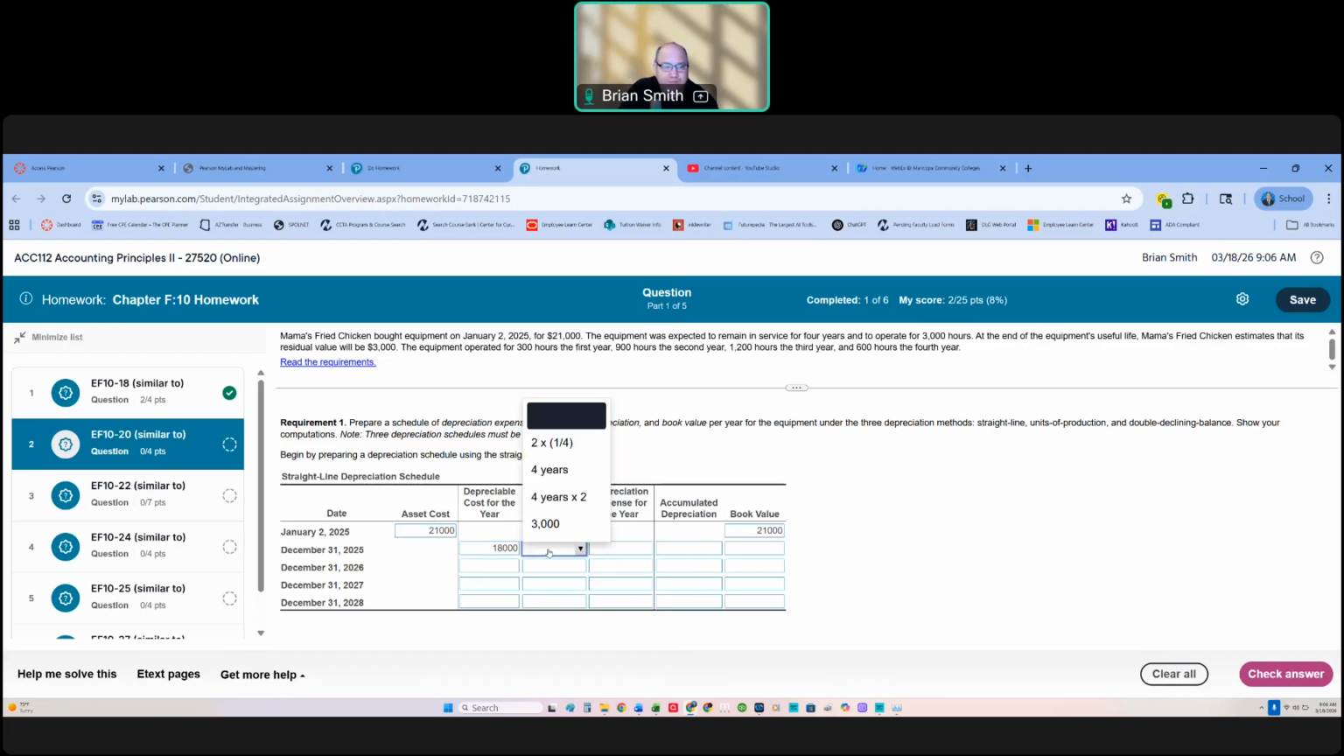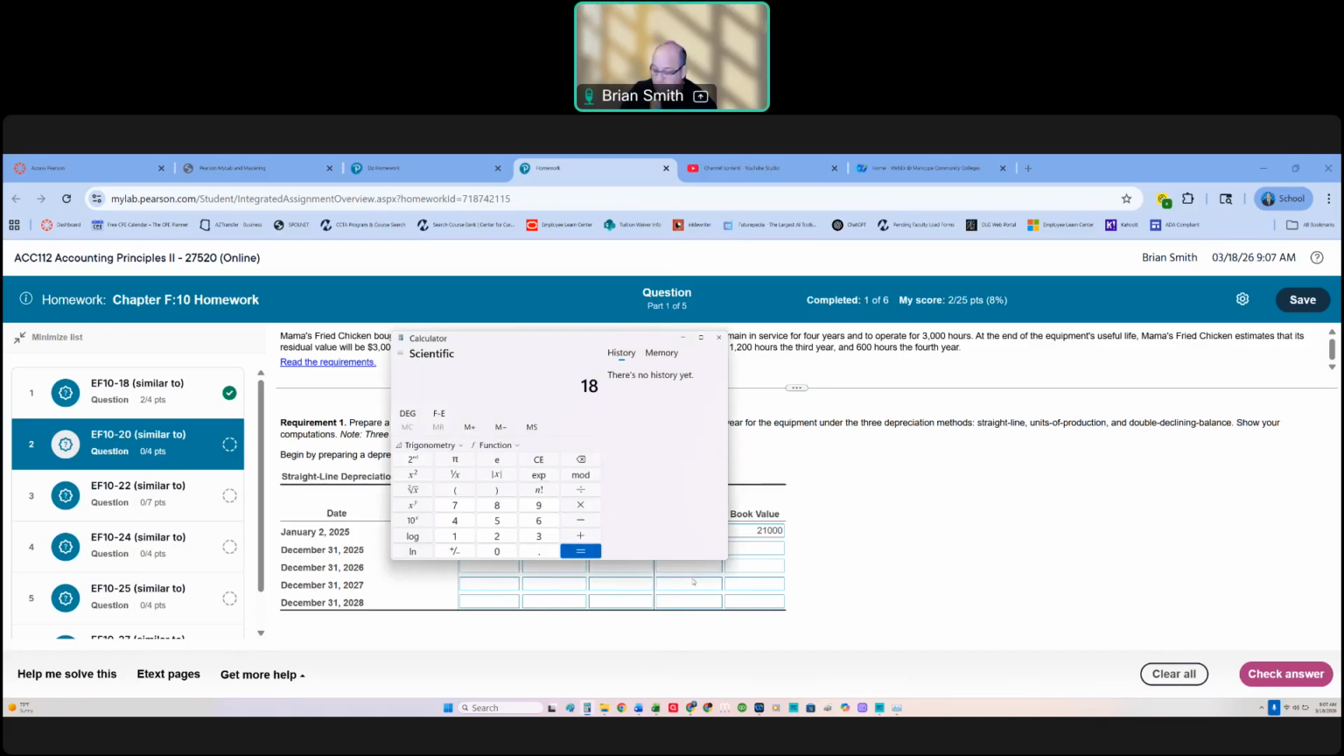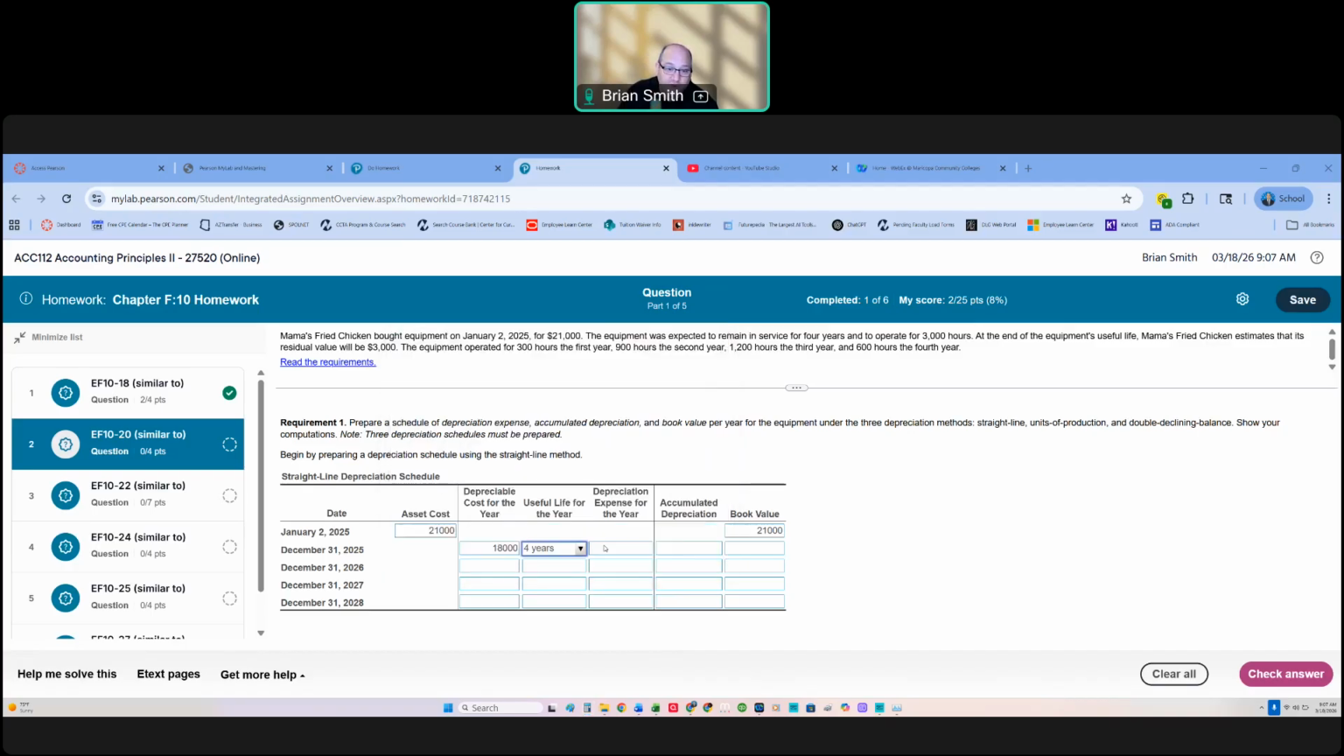Useful life. Actually, this is a straight line depreciation method. So we're looking for the number of years, 4 years. And since this is the straight line method, we're going to take that 18,000 and divide it by 4. So $4,500 every year is going to be our depreciable cost. And it's going to be every single year. It's why it's the straight line method. Doesn't change.